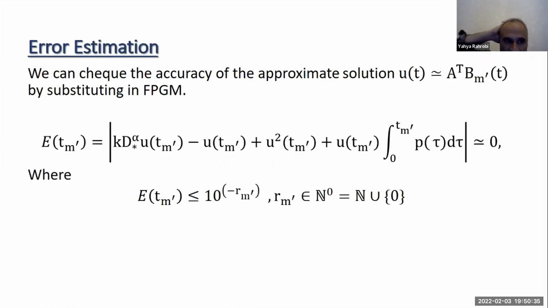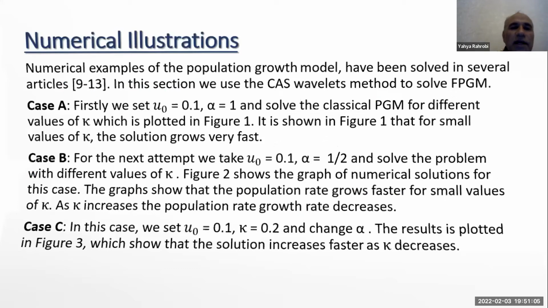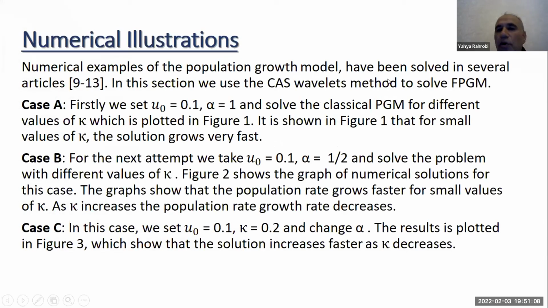Error estimation. We can check the accuracy of the approximate solution U of t approximately equal to U transpose psi M' of t. The error is equal to the absolute value of the statement. Numerical illustrative examples of the population growth model have been solved in several articles, 9 to 30. In this section, we use the CAS wavelets method to solve the fractional population growth model.